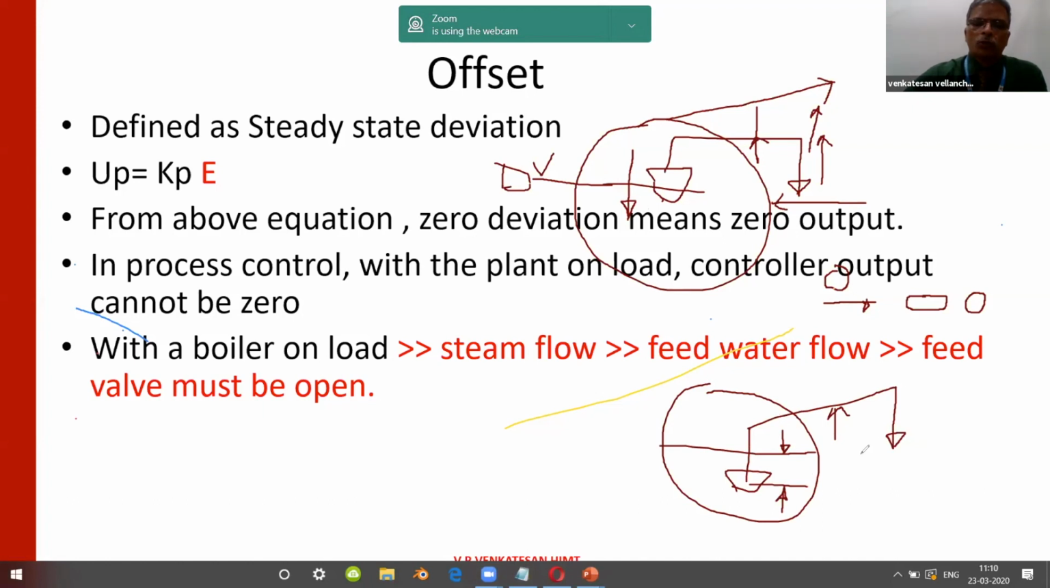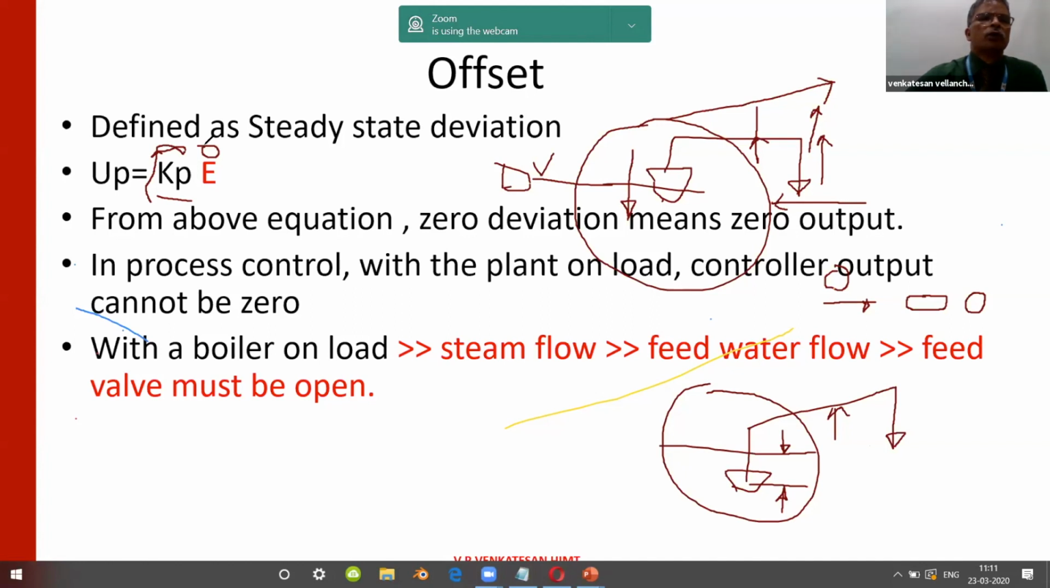But if you reduce the band, offset will reduce. But we can't make the band zero, right, sir? It will be inherent in the system, actually. Mathematically, just look at this, even when the error is zero, what is the largest possible value of KP? Anything can be, but mathematically, what is the largest possible value? Infinity, right?